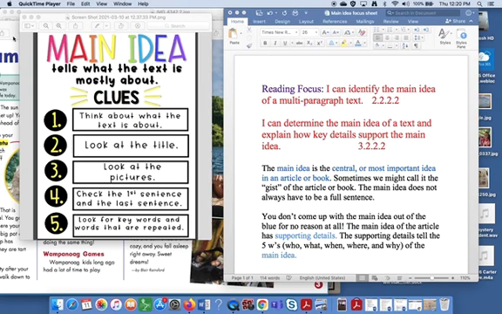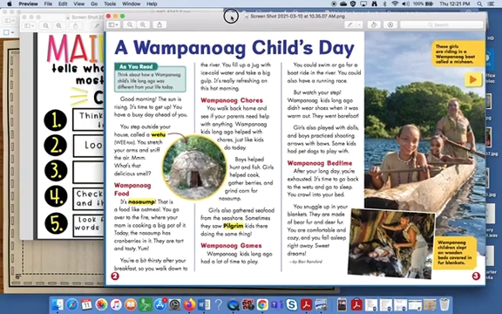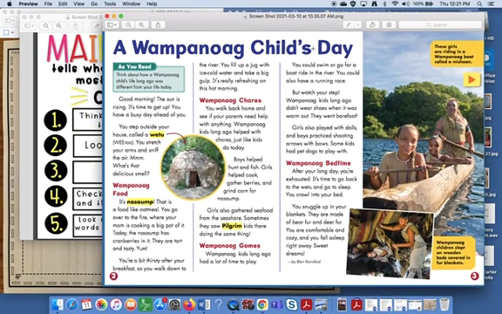So we're going to look right here at this article that says A Wampanoag Child's Day. So right over here, I'm looking at the title. So I'm kind of thinking to myself, wow, the main idea must be something about a Wampanoag Child's Day. And it talks about these girls riding in a Wampanoag boat called a Mashun, and Wampanoag children slept in wooden beds covered up in fur blankets. Notice how I'm being really careful to make sure I am reading these captions, because sometimes these captions that tell about pictures give you some information that's not in the text.